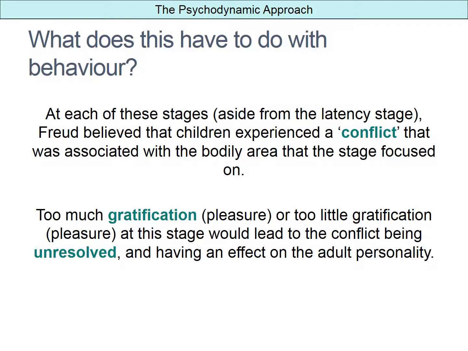So again, what has all of this got to do with behaviour? Freud's idea was that at each of these stages, children experienced a conflict around that bodily area that the stage was focused on. And if a child had too much gratification, so they got too much pleasure from that body part, or too little gratification, then that would mean the conflict would be unresolved. And it's this unresolved conflict that would have the effect on the adult personality. So we'll have a look at an example.